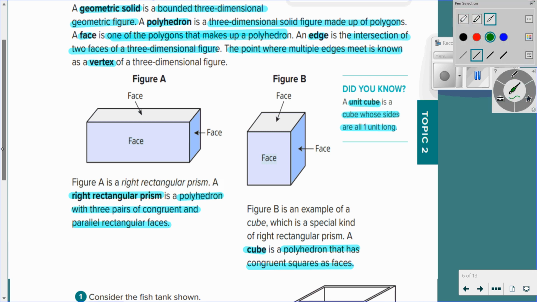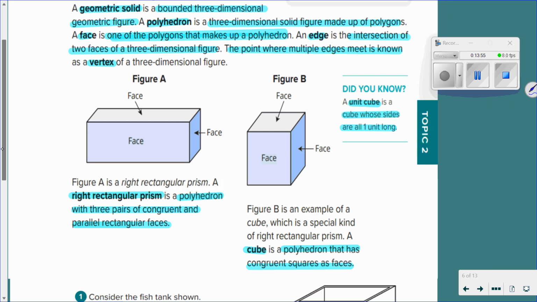I do want to add just a little bit onto the figure to help give you some additional information. They did a nice job of showing us the faces, but they didn't talk about edges and vertexes. So edges are these pieces. This is an edge. It's where 2 faces meet. Okay? This would also be an edge. Make sense?